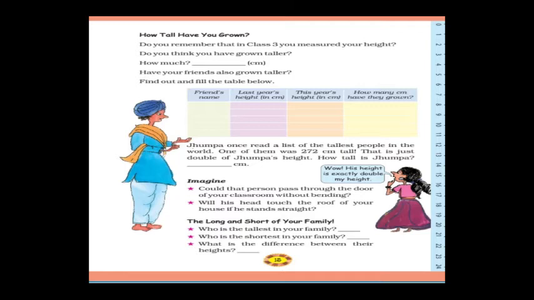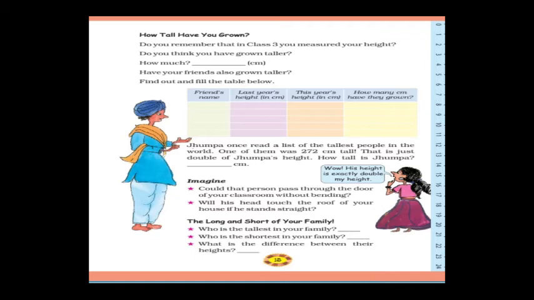Have your friends also grown taller? See, you cannot check your friend's height here, but if anyone is nearby your home, you can compare and see. Here in this table, fill in the blanks: friend's name, last year height, this year height, and how many centimeters they have grown. That means last year how much their height was and this year how much their height is. So how many centimeters have they grown? You have to find the difference between the last year and this year heights.